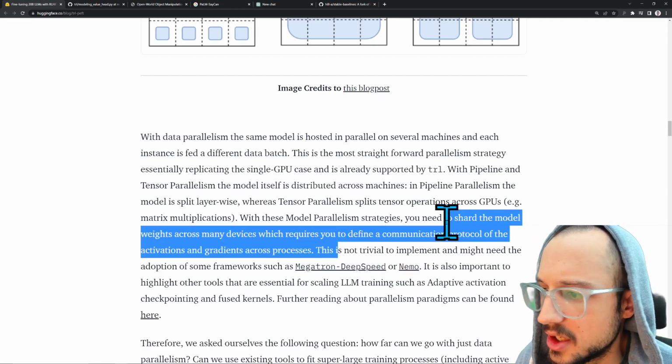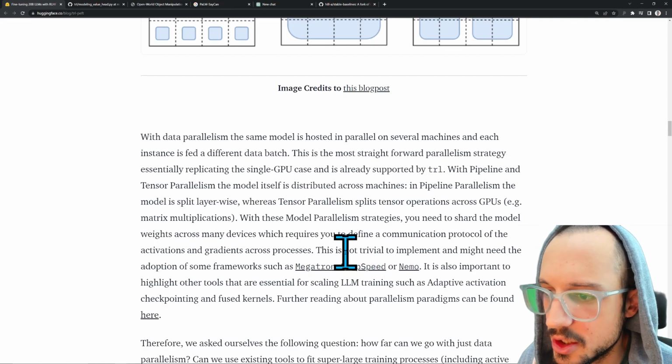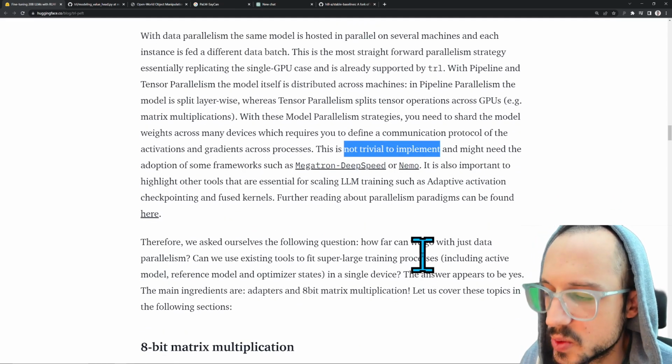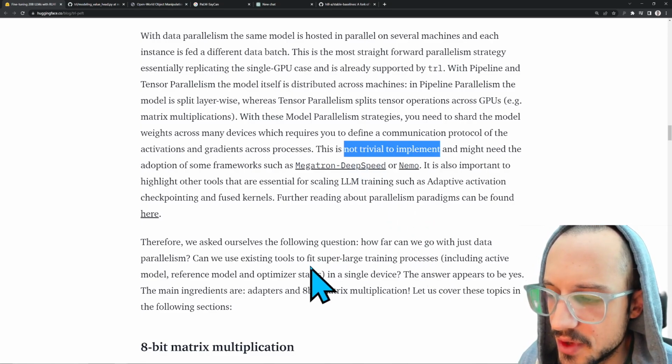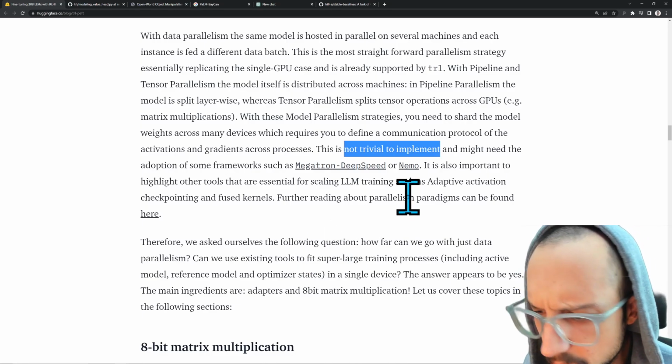You define a communication protocol. This is not trivial, and you might need adoption of frameworks. Not trivial at all, right? This type of stuff becomes extremely complicated very quickly. You need to have a very good understanding of the hardware that you're using, of the problem that you're solving, and where the bottlenecks are.